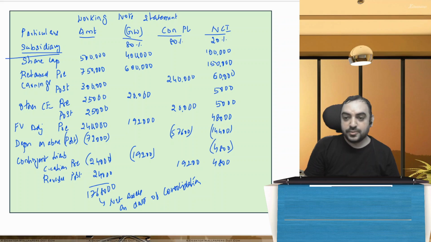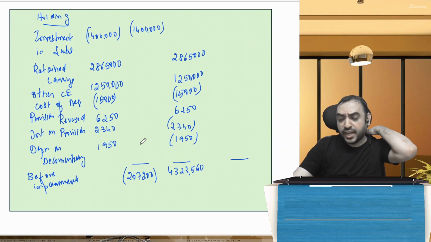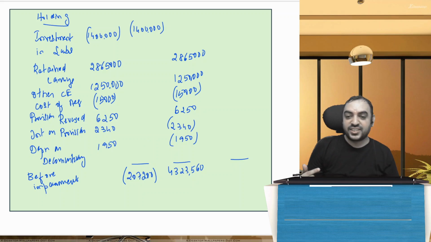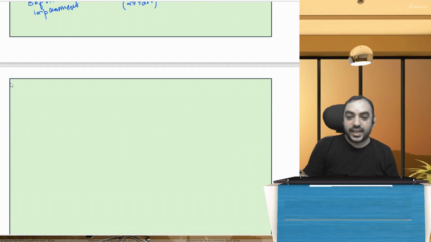Then NCI calculation: 1 lakh plus 1,50,000 plus 60 plus 5 plus 5 plus 48 minus 14,400 minus 4,800 plus 4,800. So 3,53,600. This will not change because the impairment loss is only relating to holding company, as it is the proportionate method. That's why. So 3,53,600. This is before impairment. Let me do impairment calculation.